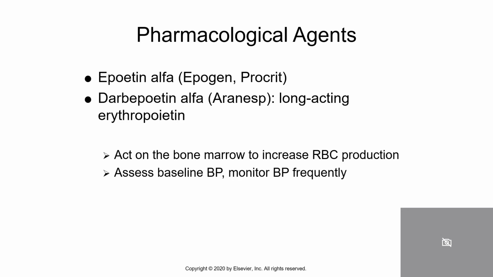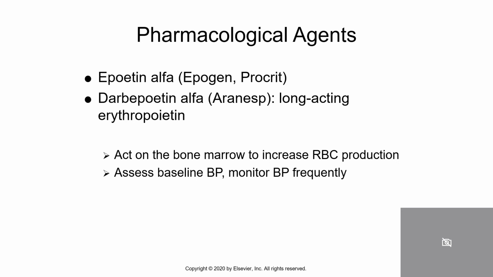So both epoetin and darbepoetin are pharmacological agents that act on the bone marrow to increase red blood cell production. A major nursing consideration for these agents is the importance of frequent monitoring of blood pressure. We need to know a baseline blood pressure, and we also need to be aware that if these levels rise too quickly, then there's a serious complication of severe hypertension or a thrombotic event like an MI or a stroke.